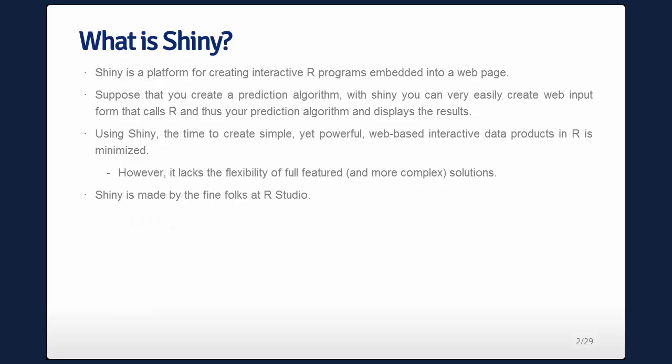Okay, so what is Shiny? Shiny is a platform for creating interactive R programs in a web page. Let's give an example. Your boss comes in and you've created a prediction algorithm and they want you to put it up in a format so that lots of users can access it and they don't all have to come to you to get their predictions. They want to be able to point and click, but you want to be able to do it quickly. You don't want to involve legitimate web development and these other things.